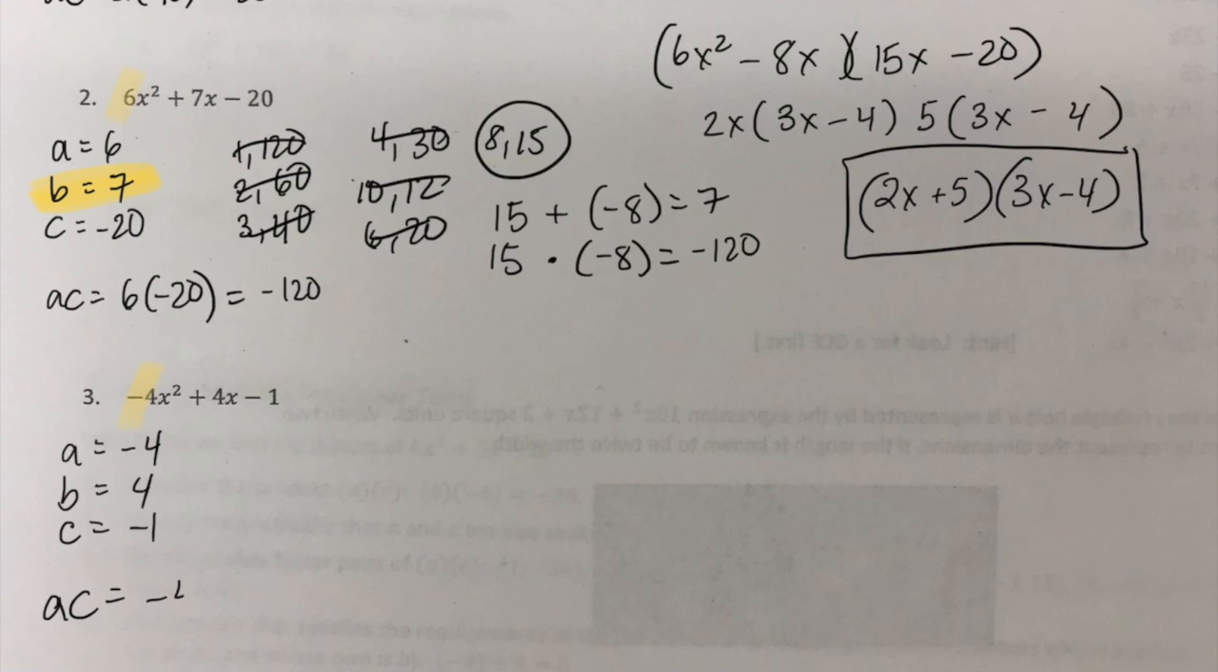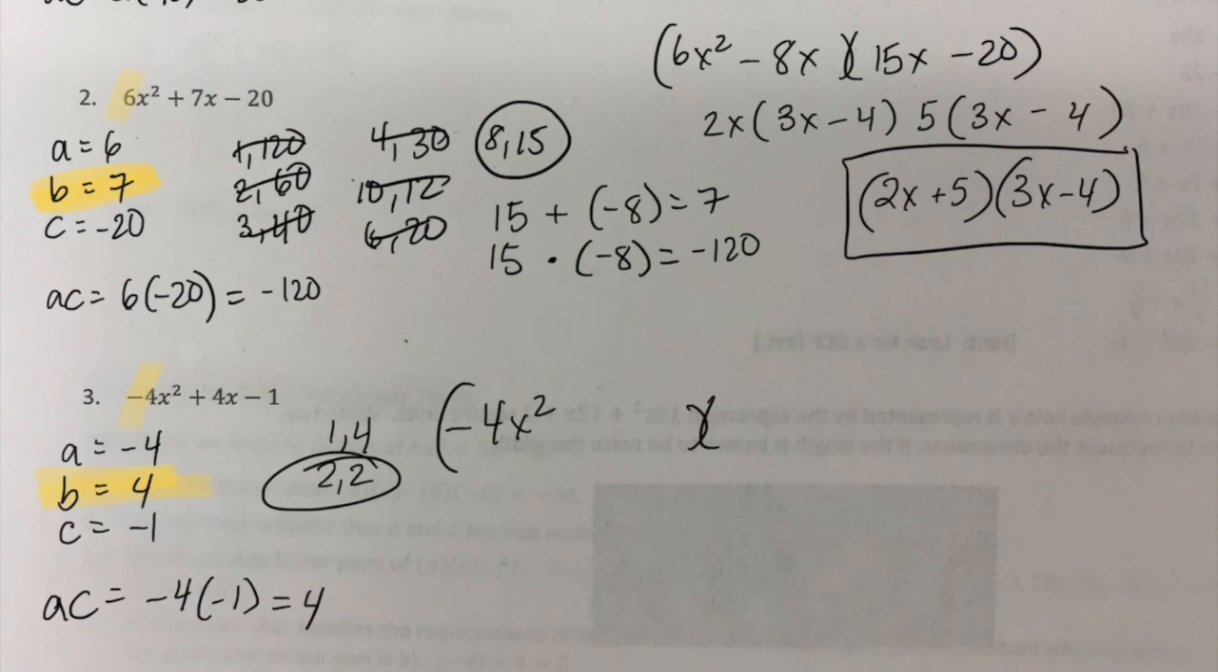Multiply A and C, you're going to get a positive number. And find factors that will work for your product sum method. My middle number's a 4, so they both have to be positive. 2 and 2 works nicely. Let's go ahead and keep doing it.